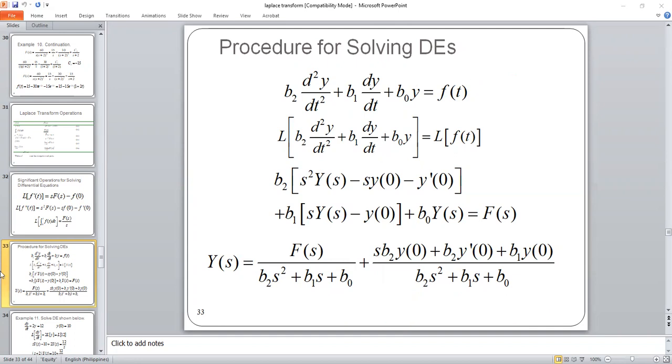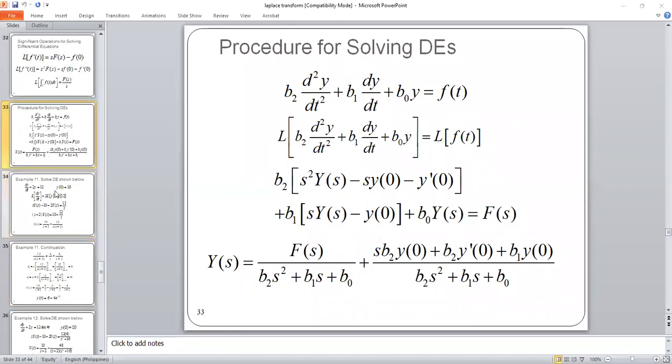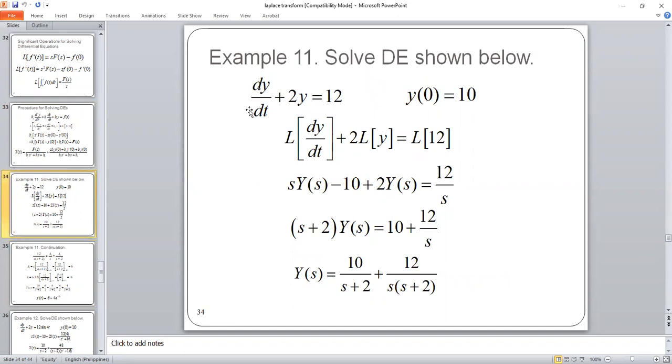Let me clear my marking. So if you use this particular procedure here, this is your DE, and this is the initial condition. If you apply Laplace transformation on all the terms in your DE, you will have the Laplace transform of the first derivative, 2 times the Laplace transform of y, and the Laplace transform of 12. The Laplace transform of your first derivative is sY(s) minus y(0), right? That's the Laplace transform of this first derivative.